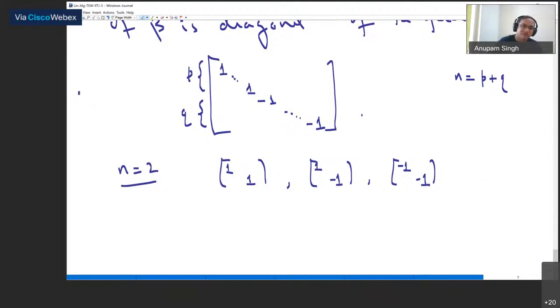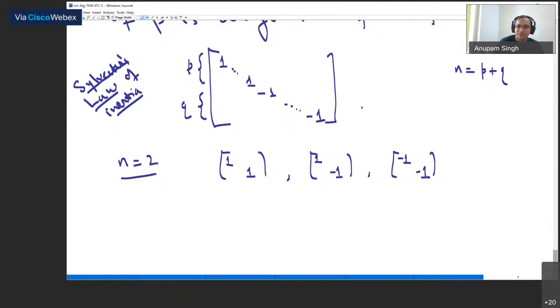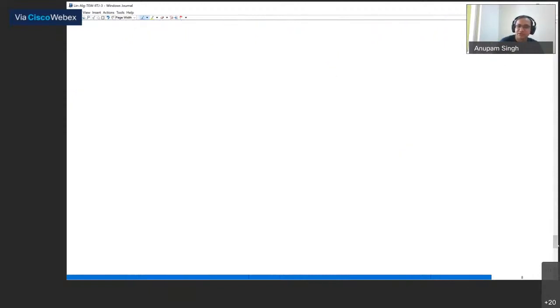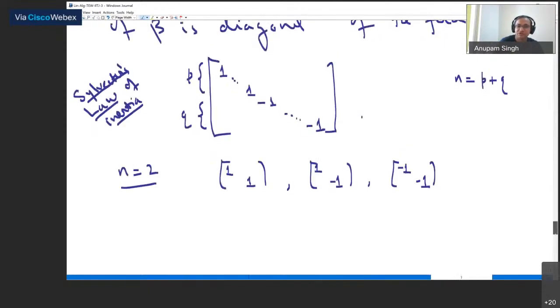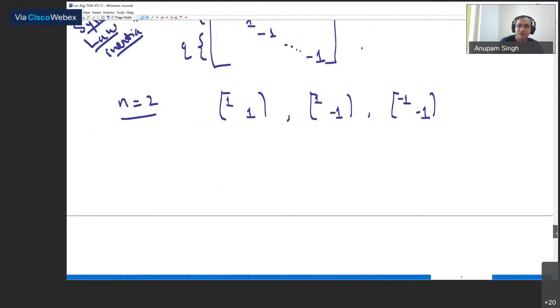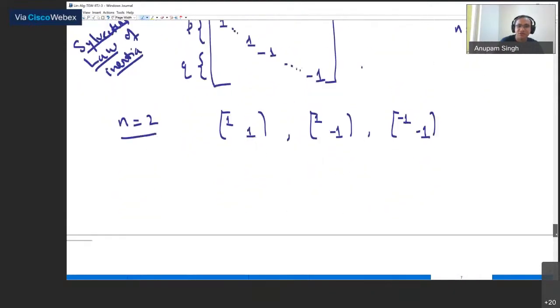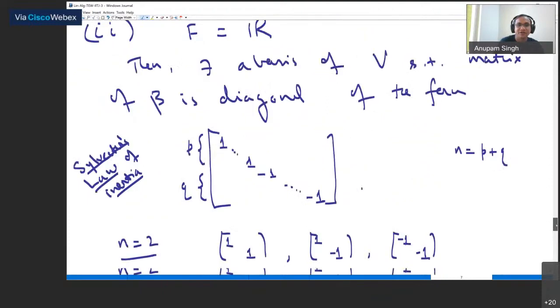So this theorem, Sylvester's law of inertia, is called that because this appeared first in a certain situation in physics, studying some motions or something, and that is why it is called Sylvester's law of inertia. I'll make a little more comment about this maybe a little later.